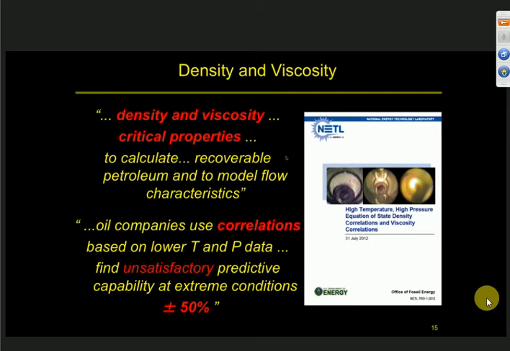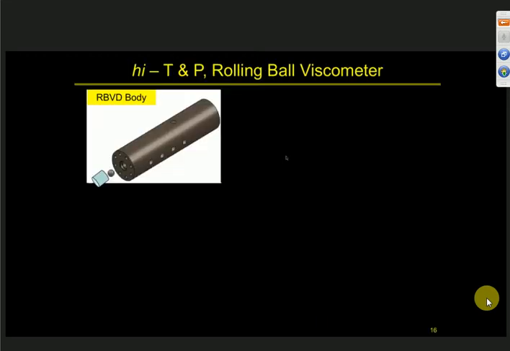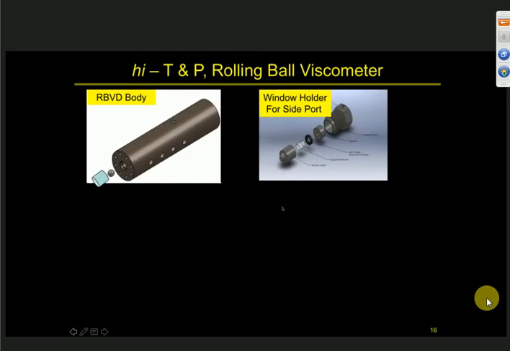Then we measure the properties of simple hydrocarbons at extreme temperatures and pressures. What we use is a high temperature, high pressure rolling ball viscometer for measuring the viscosity. This is the cell body. It's pretty long, 12 inches long. And then there's a window and the ball. The ball goes inside and then it rolls.